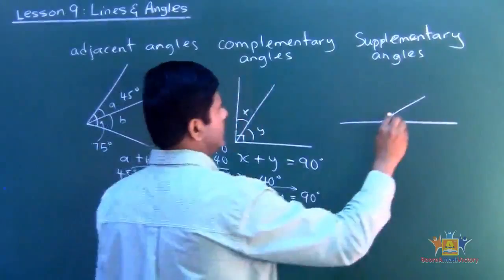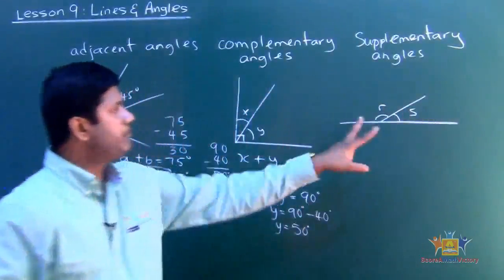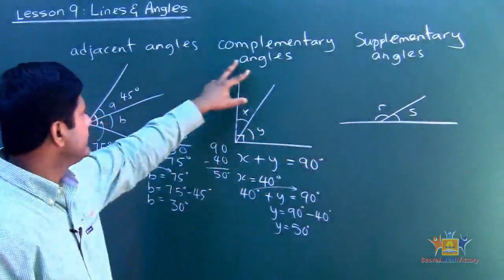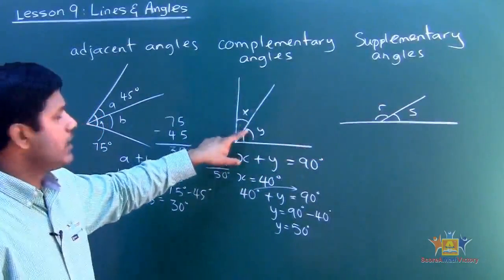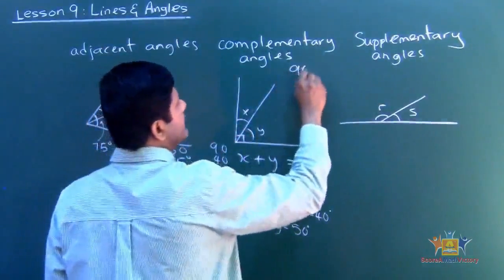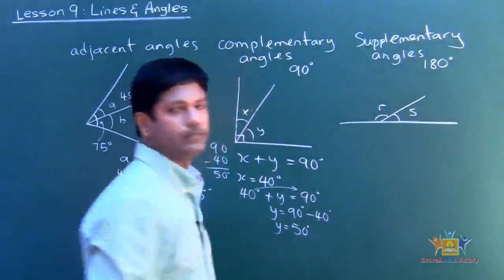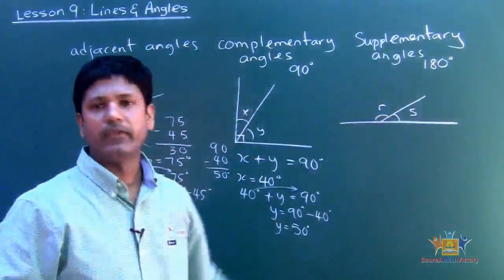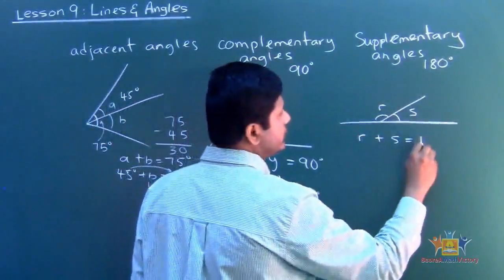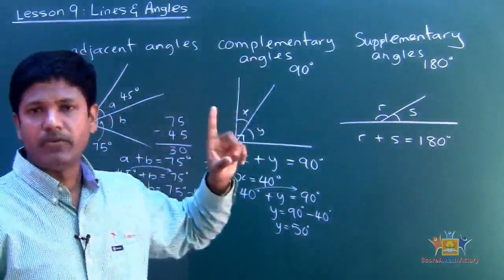In other words, R and S are supplementary to each other. In this case, x and y are complementary to each other, and you're dealing with what kind of angle? 90 degrees. When you're dealing with supplementary, 180 degrees. R and S, that means R plus S equals 180 degrees. That's supplementary.